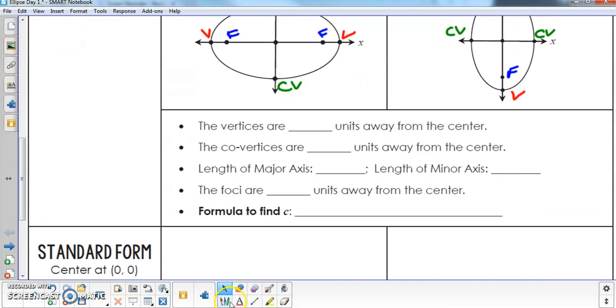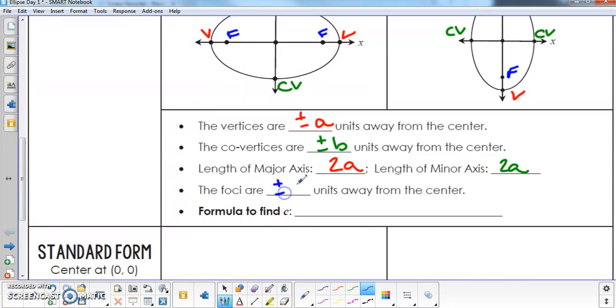So then what we have here is our vertices are plus or minus A units away from the center. The co-vertices are plus or minus B units away from the center. The length of the major axis is 2A, and the length of the minor axis is 2B. And the foci are plus or minus C units away from the center. And the formula to find C is C squared equals A squared minus B squared.